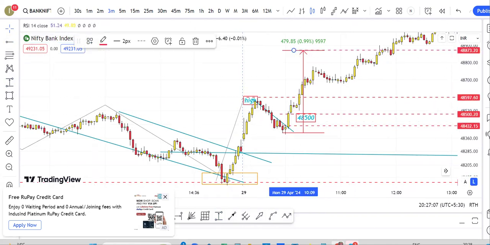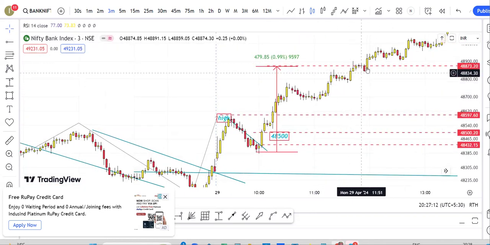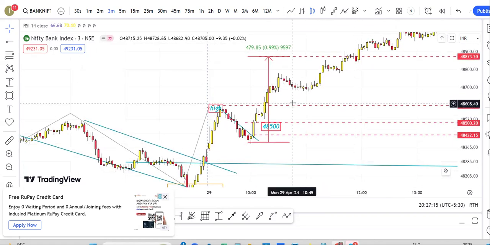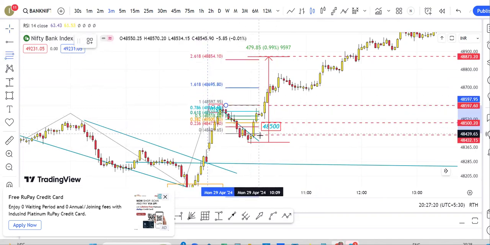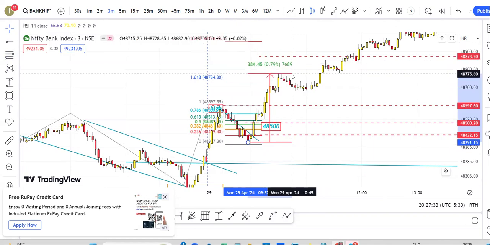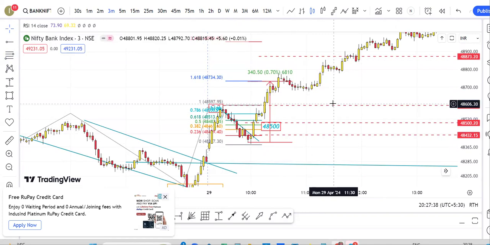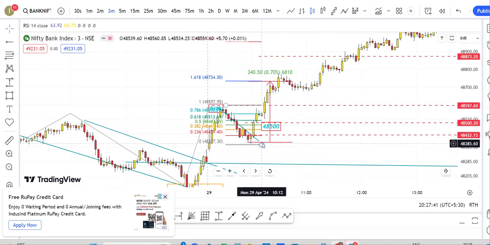Okay. 477 points. Within that, there will be a lot of corrections. Maximum you can anticipate. You can take the fib tool and put a fib from top to bottom of the swing here, and you can anticipate 48,300. So around 340 points.